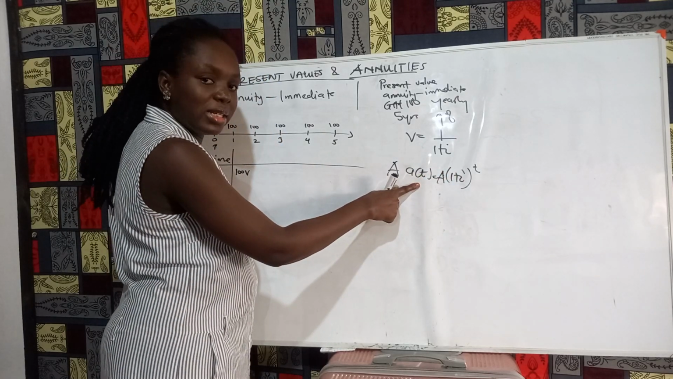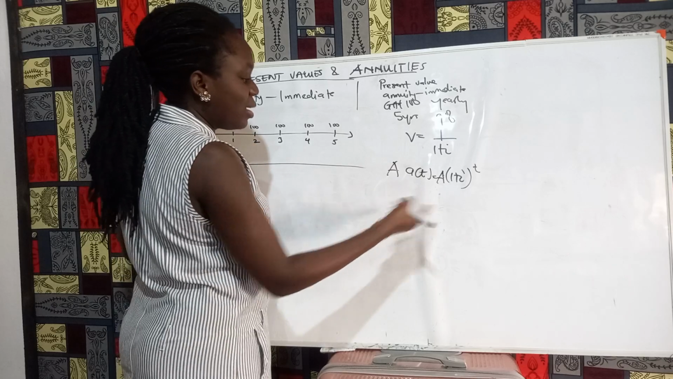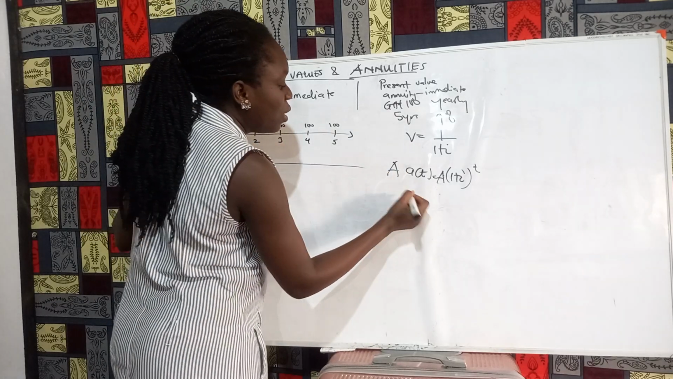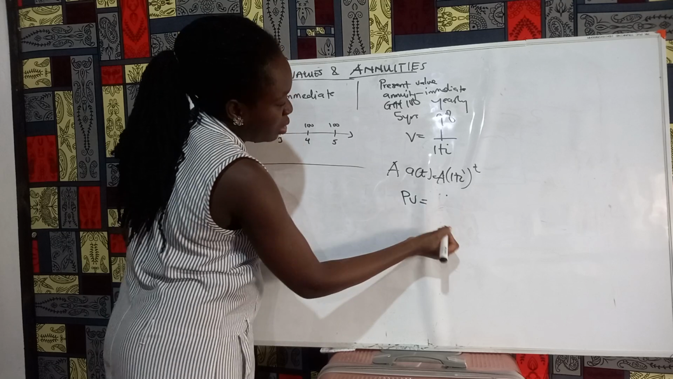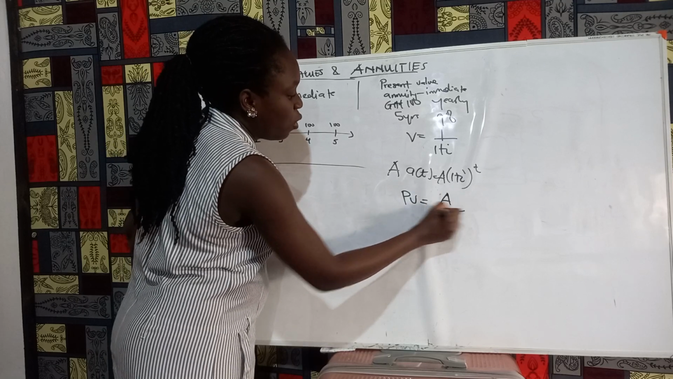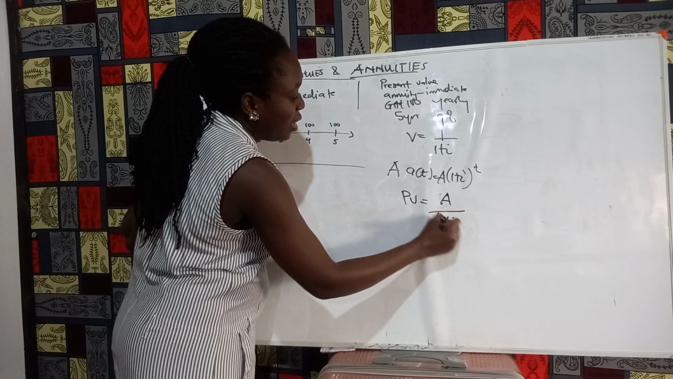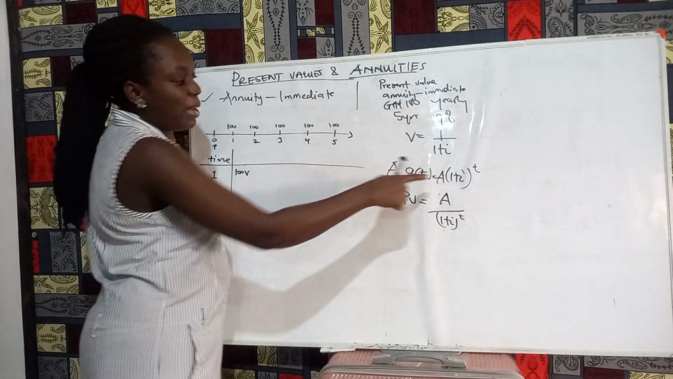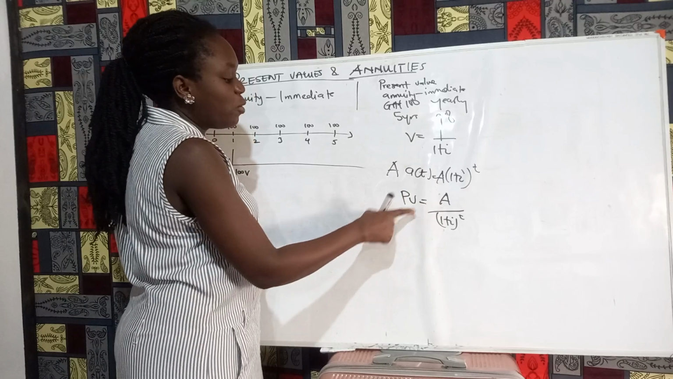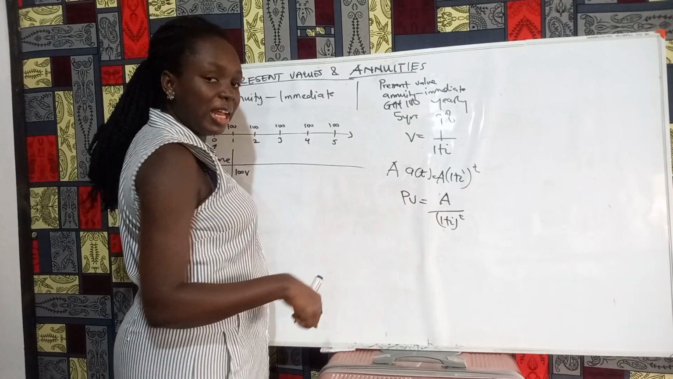Multiplying A by the accumulation factor, you would rather divide. Okay. So the present value is going to be whatever value A is divided by (1+i)^t. So if you find the accumulation factor, that's the future value, you multiply by the accumulation factor. But if you are finding the present value, divide by the accumulation factor.